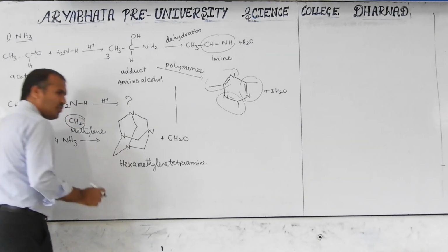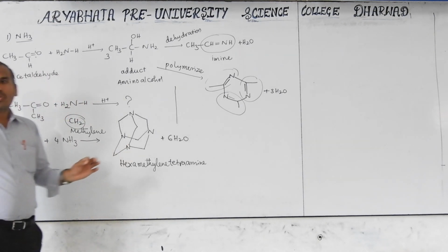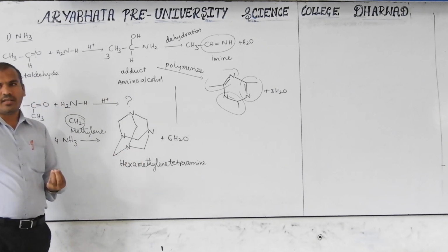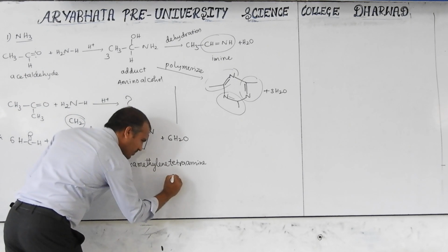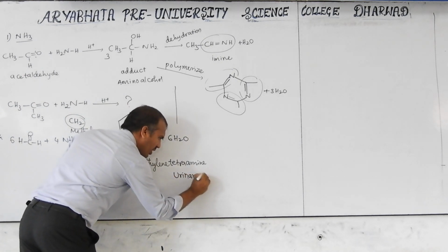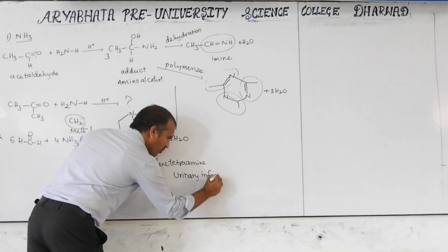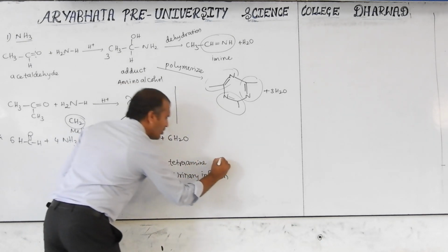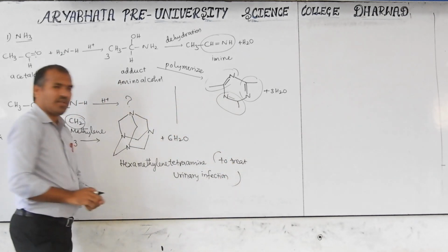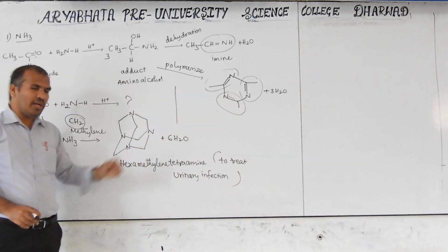Now this is generally used to treat urinary infection. This is also one of the types of medicine. So used for which purpose? To treat urinary infections. It acts like a medicine here.